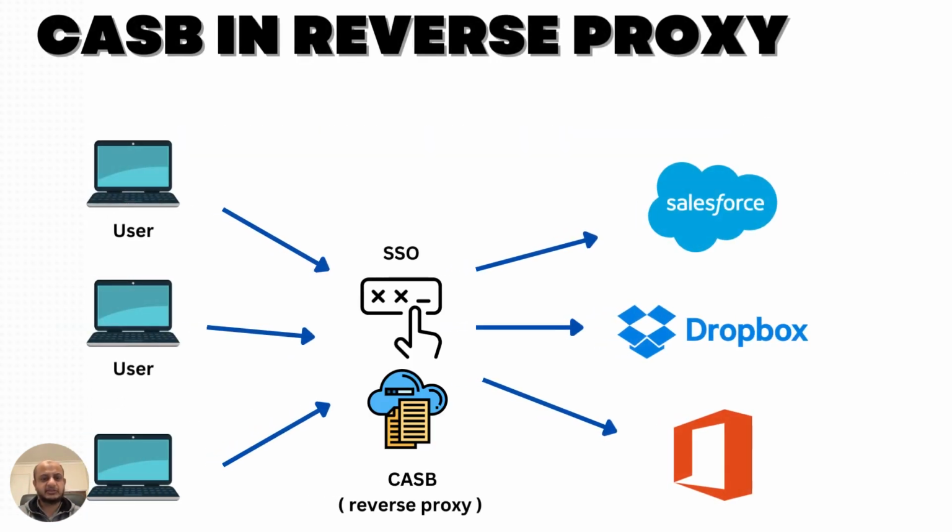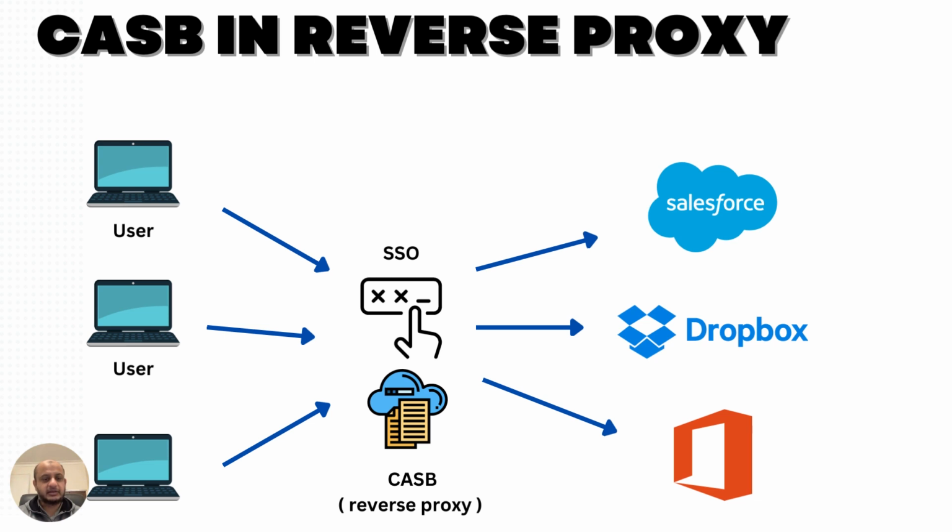So it works in the different modes I talked about. The most efficient one is called reverse proxy. So what happens in a reverse proxy? In this one, it operates in the data path. So what does that mean? Usually you have a single sign-on, right? Before you access your cloud applications.